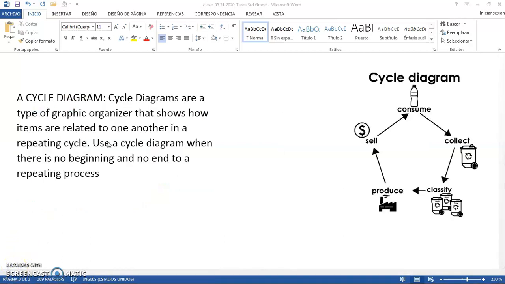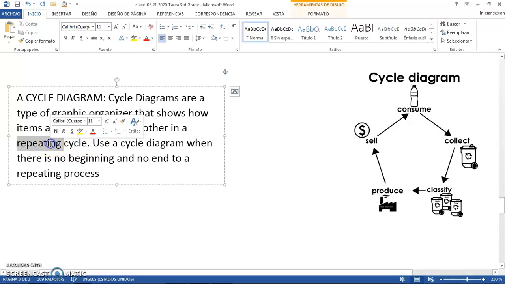Finally, the cycle diagram. Cycle diagrams are a type of graphic organizer that shows how items are related to one another in a repeating cycle. Important to remember that this is a cycle, something that is repeating itself. Use a cycle diagram when there is no beginning, no end to a repeating process. Very good. This is what we have here.